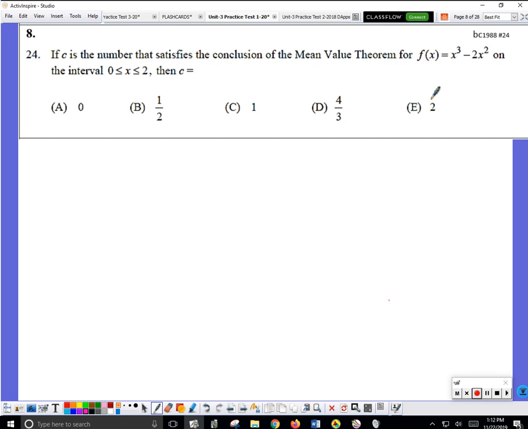Okay, another thing I want you to learn is this. For AP questions, please keep telling yourself, I don't have to know step 1 through 4.